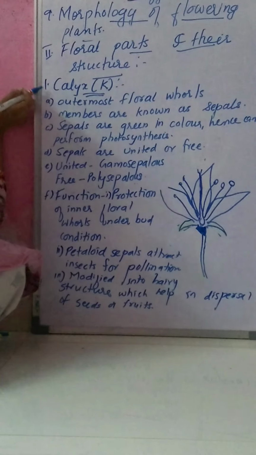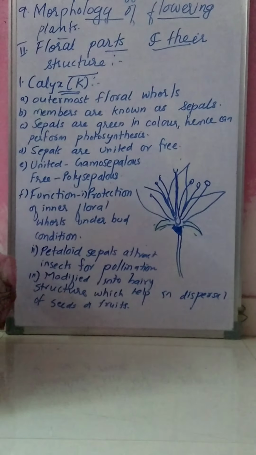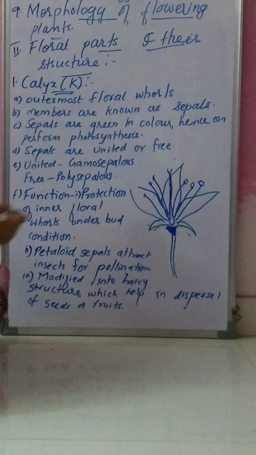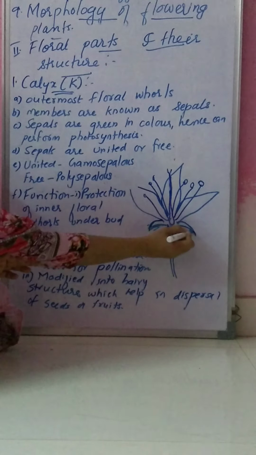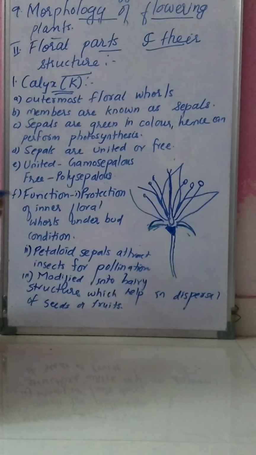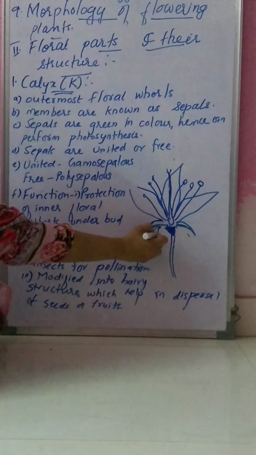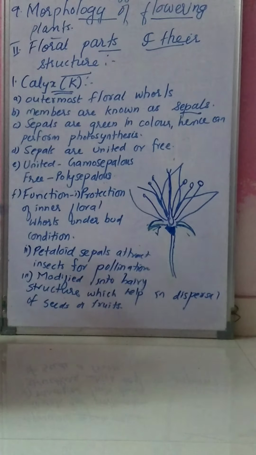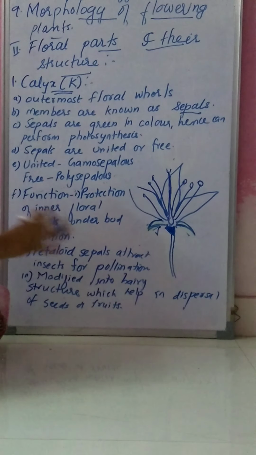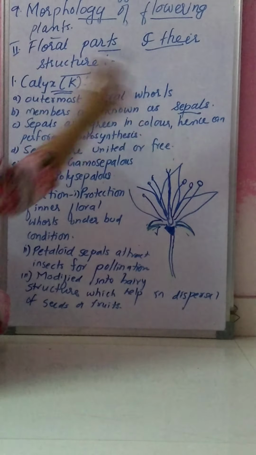The first floral whorl is calyx. It is written as K. Calyx is the outermost wall of a flower, and its members are known as sepals.